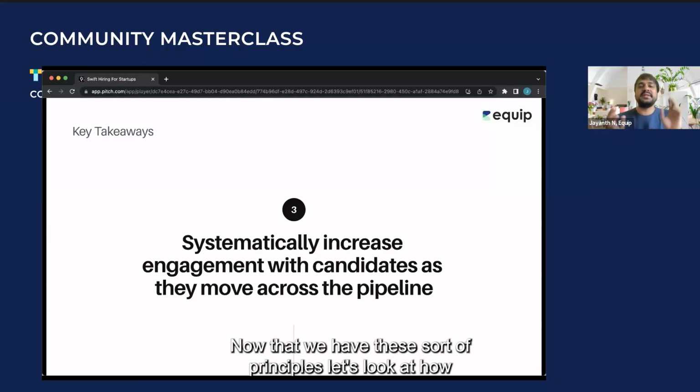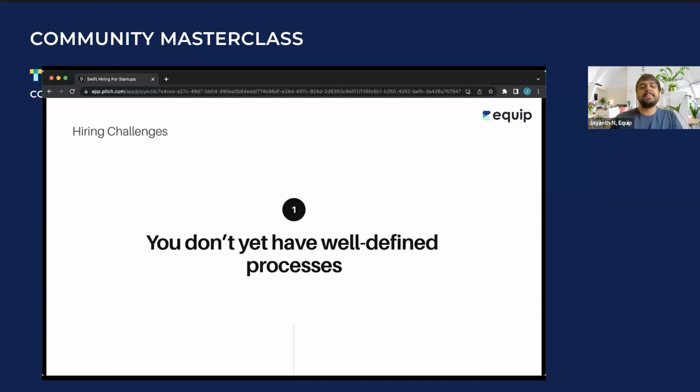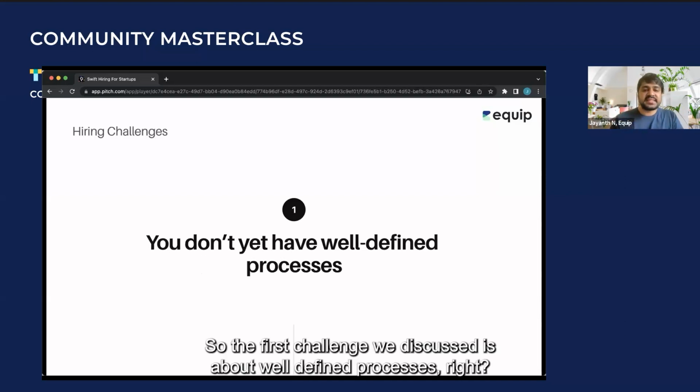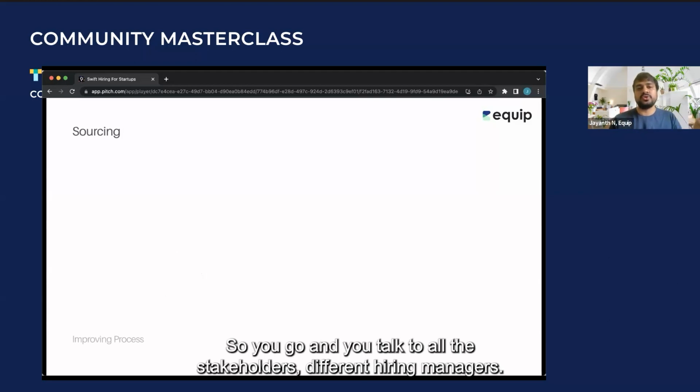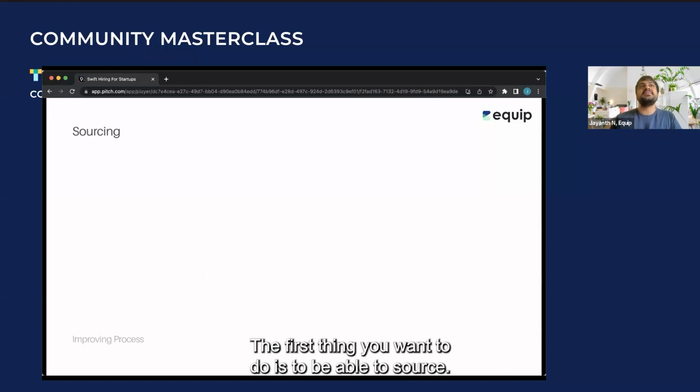Now that we have these principles, let's look at how you'd go about implementing them. The first challenge we discussed is about well-defined processes. The first step in the process is, of course, sourcing. So you go and talk to all the stakeholders, different hiring managers, and they tell you the requirements. The first thing you want to do is to be able to source.